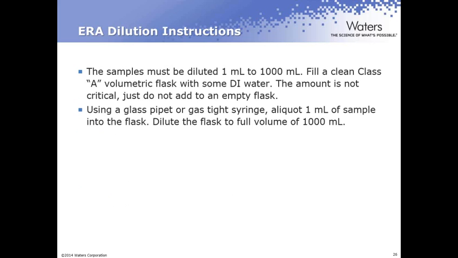So diluting up your sample, the dilution instructions for that will be 1 milliliter to 1,000 milliliters. So when you're diluting up your sample, take a clean, volumetric Class A flask and fill it with a certain amount of water. Dilution instructions generally tell you 200 to 300 milliliters of deionized or distilled water. That amount isn't critical. You just want to make sure that you're not adding anything to an empty flask. Adding your analyte to an empty flask can cause that analyte to stick to the sides of the flask.